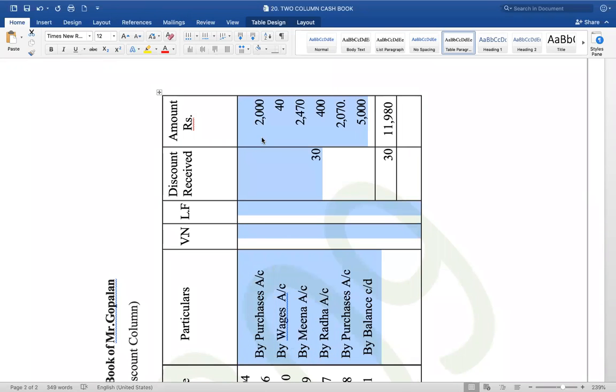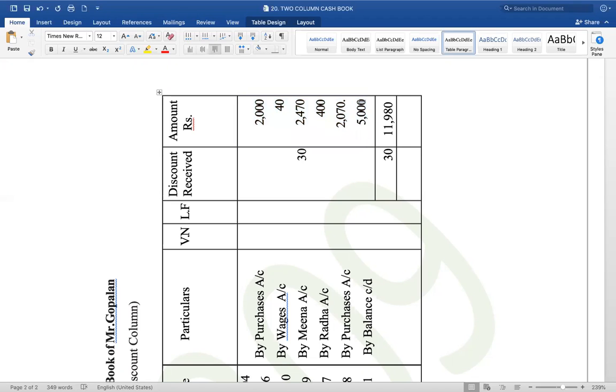When you buy, it goes out. Wages, when you pay, it goes out. When you're paying to Meena, 2,470, it is going out, credit. Of course, you can write the discount amount in the discount column. 30 rupees is the discount given, so you're writing it in the discount column. When you pay Radha, cash goes out, credit. And when you're purchasing again, the cash goes out. Every time you see the cash moving out of the company, simply credit.